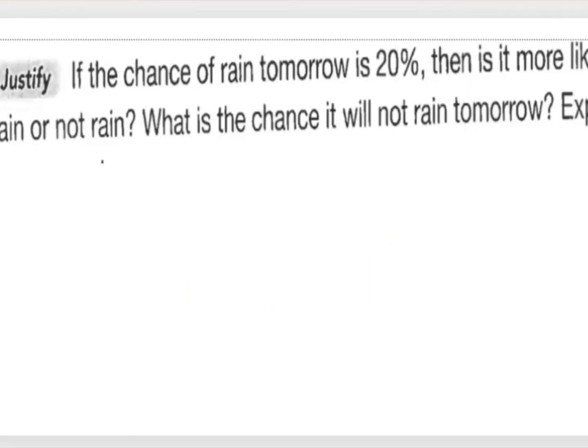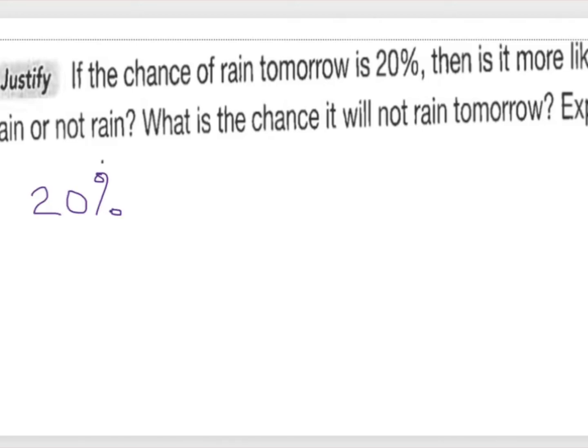Okay, now C. If the chance of rain tomorrow is 20%, then is it more likely to rain or not? So the chance of rain is 20%.